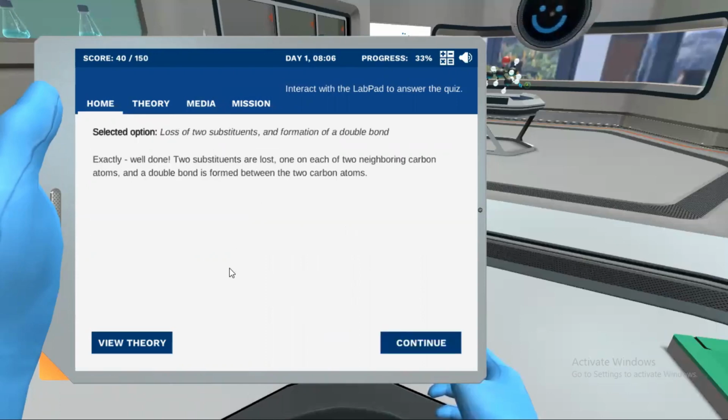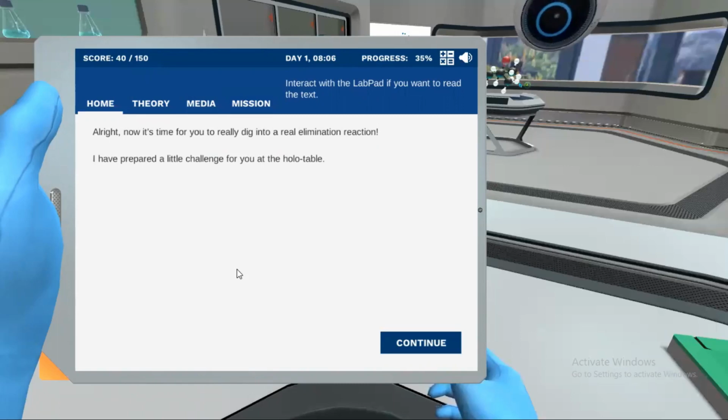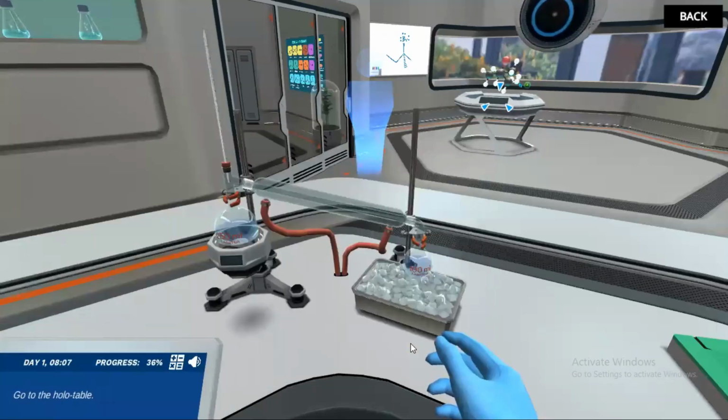Exactly. Well done. Two substituents are lost, one on each of two neighboring carbon atoms, and a double bond is formed between the two carbon atoms. Alright, now it's time for you to really dig into a real elimination reaction. I have prepared a little challenge for you at the hollow table. Go to the hollow table.